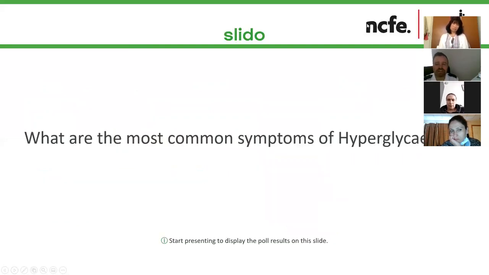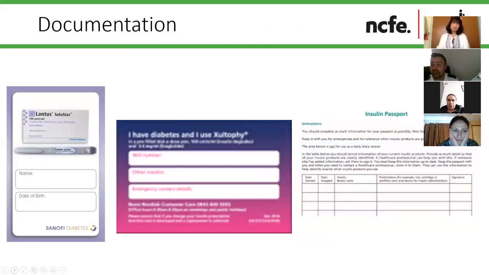So what are the common symptoms for hyperglycemia? High blood sugar. Sweaty. Yeah, sweaty. I think it's still the same, isn't it? A lot of them, yeah, absolutely. It's very hard to tell, same symptoms. The only way you're going to tell is if you do the glucose. So you need to be mindful of that.